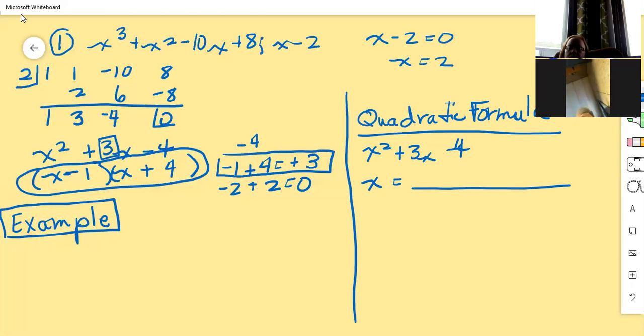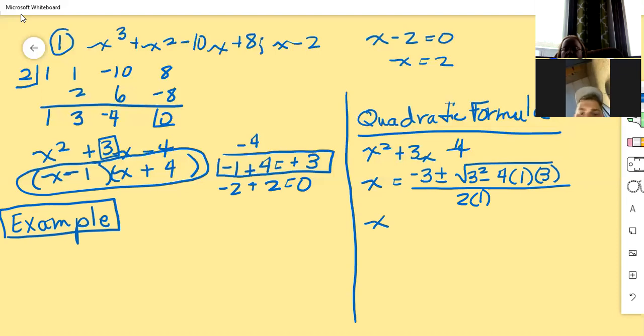Isn't it like 2a on the bottom? Yep. So it'll be 2 times 1 here. So I don't remember what goes on the top though. Yep. So we're going to have -3 plus or minus the square root of b squared, which is 3 squared, minus 4 times 1 times 3. So we'll just work that out.